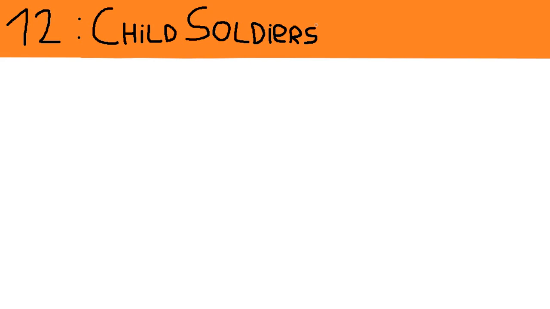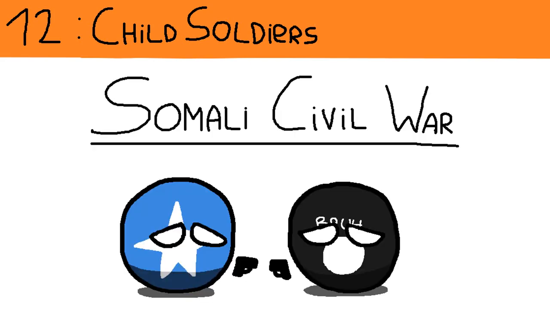Number 12. Using child soldiers. Pretty much all sides in the Somali Civil War use child soldiers, unfortunately. Another war crime for a war crime.